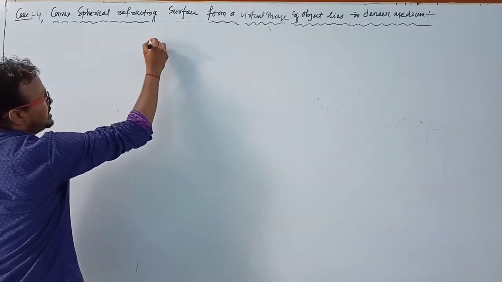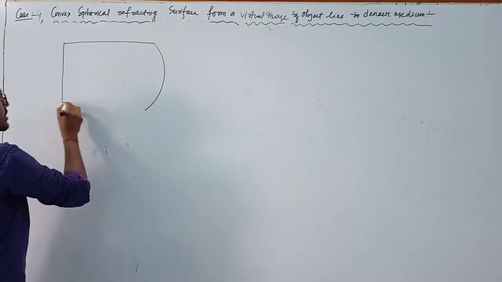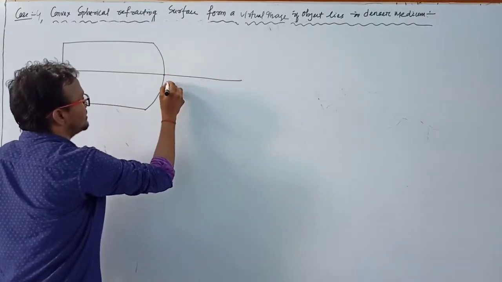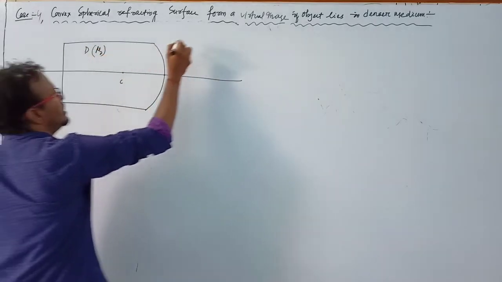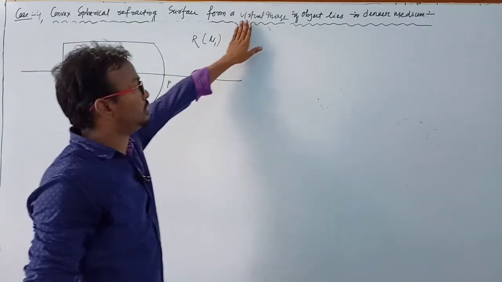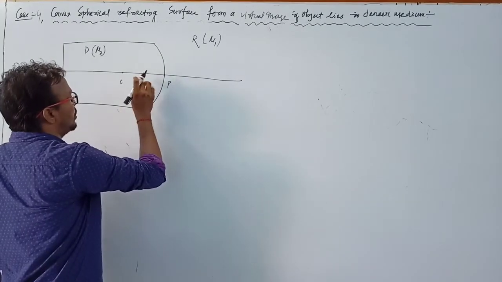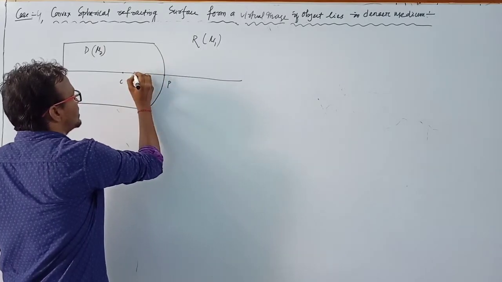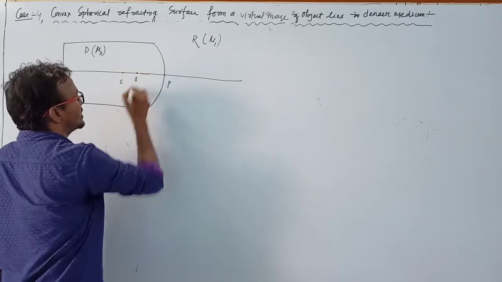surface. Suppose there is a convex spherical refracting surface like this, and the object lies in the denser medium. This is the principal axis, this point is P, and this point is the center of curvature. This is the denser medium of refractive index mu2, and this is the rarer medium of refractive index mu1. But here we have to find a virtual image. So now place a point object on the principal axis, in between C and P. Clear? Suppose we take this point object here, this point O.